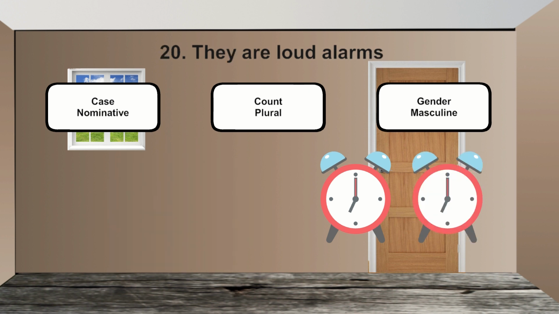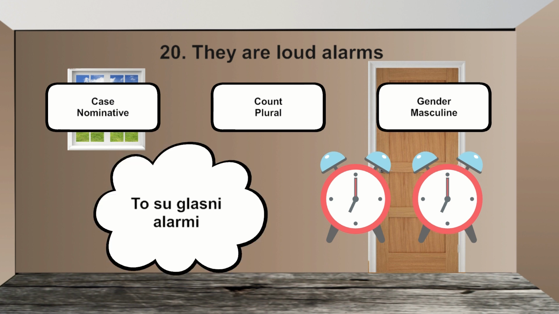Question 20. Pitanje 20. They are loud alarms. Masculine, plural. For the plural, both receive an I. To su glasni alarmi. And again, to su glasni alarmi.